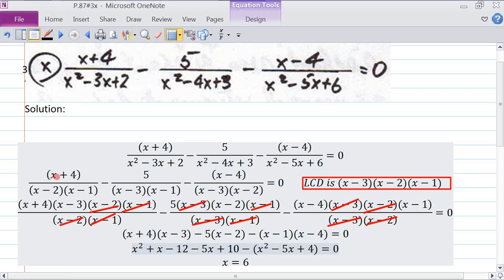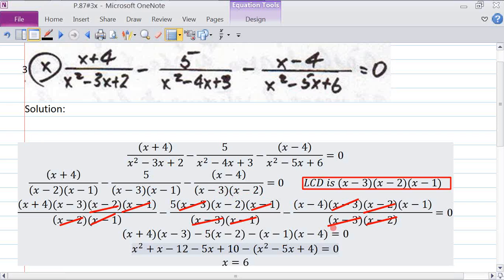And now what I do is I write this again. I rewrite this whole line, but I multiply each one by x minus 3, x minus 2, x minus 1, which is my common denominator here. So I take the x plus 4 over the x minus 2, x minus 1, and I multiply it by the LCD here. Then I take this one over this, which is this over this, and I multiply by x minus 3, x minus 2, x minus 1. And then I take this last term, the minus goes here, the x minus 4 goes here, and I multiply each one, the numerator by x minus 3, x minus 2, x minus 1.